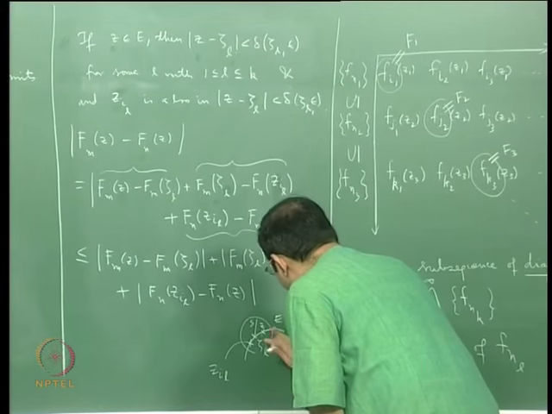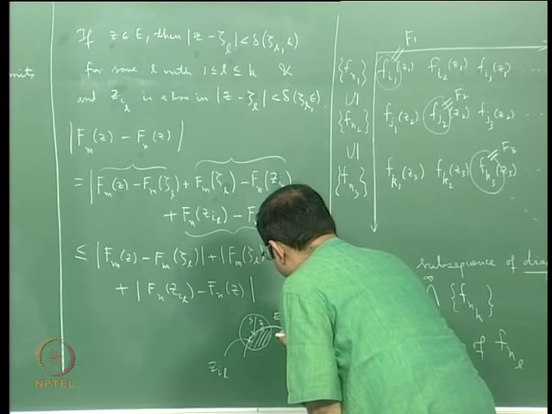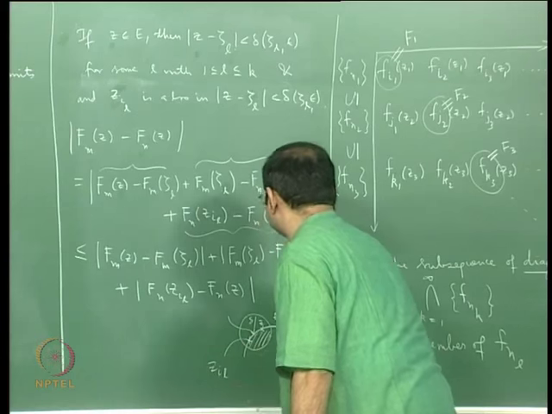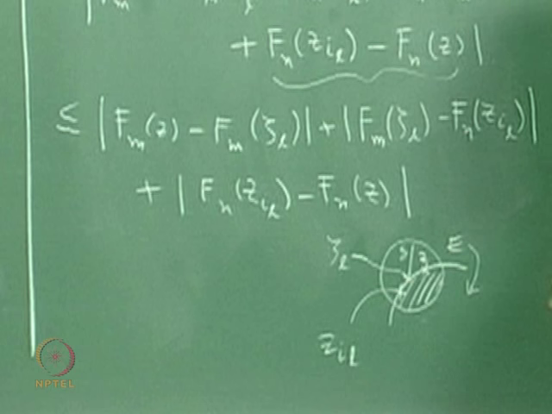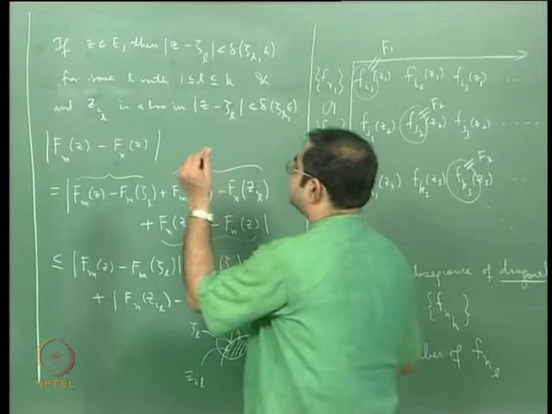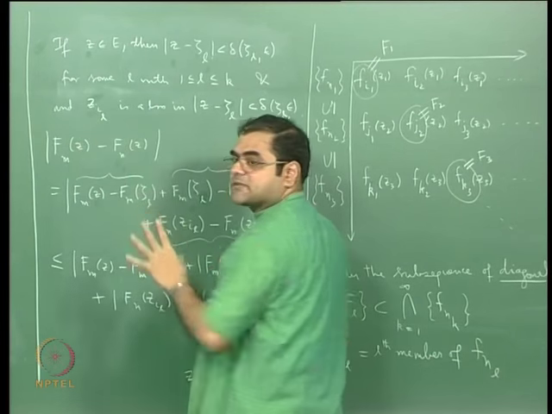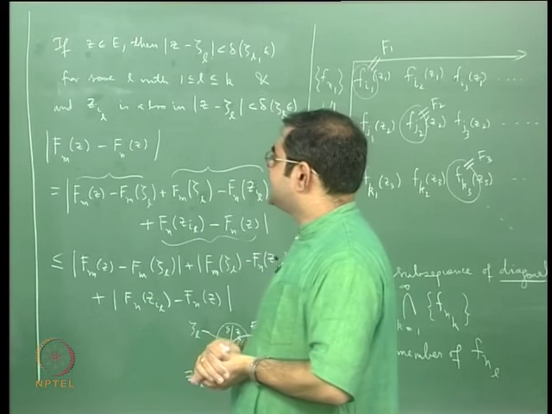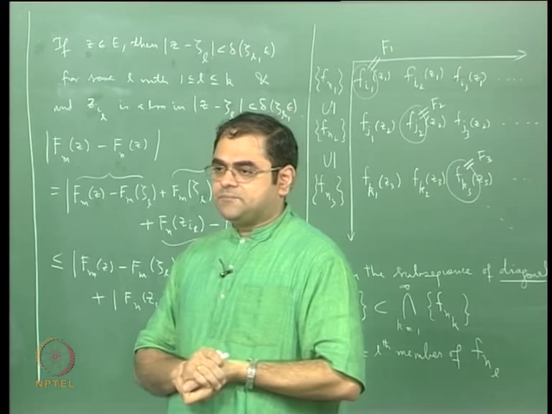So this is E and this is zeta_l, okay. So this is my situation, right. Now basically if I show that for m and n sufficiently large, I can make this less than epsilon independent of z, okay, then that is enough to show that the sequence of capital F_l's converges uniformly on E, alright. So that is my aim.